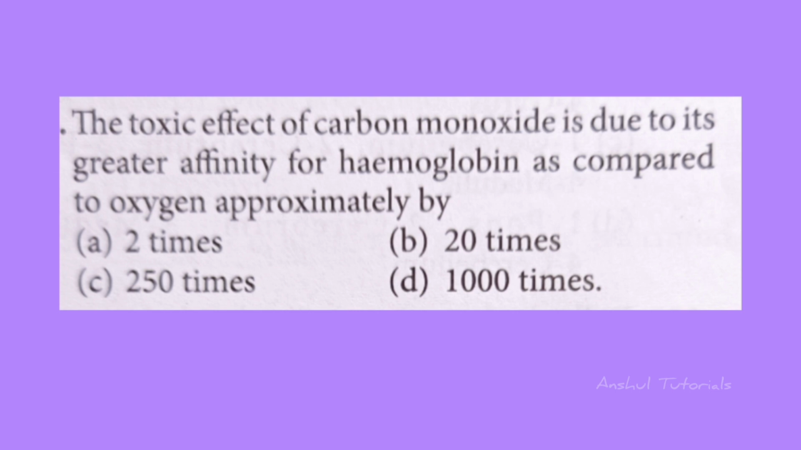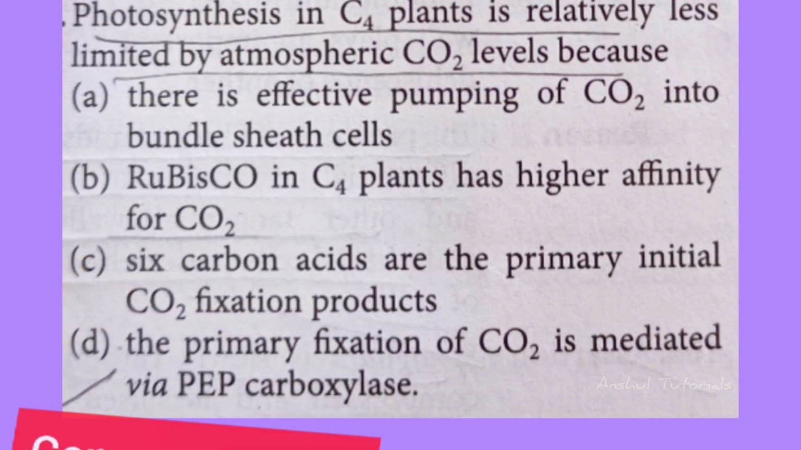Toxic effect of carbon monoxide is due to its greater affinity for hemoglobin as compared to oxygen, approximately by, so the correct answer is option C, that is 250 times. Photosynthesis in C4 plants is relatively less limited by atmospheric carbon dioxide levels because, so the correct answer is option D, that is the primary fixation of carbon dioxide is mediated by PEP carboxylase.